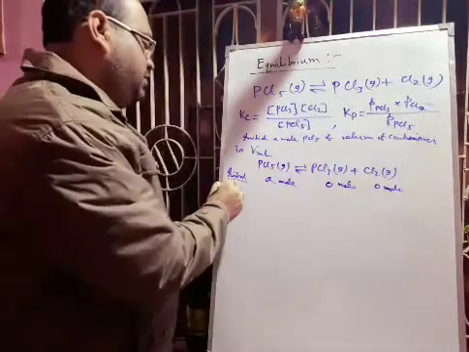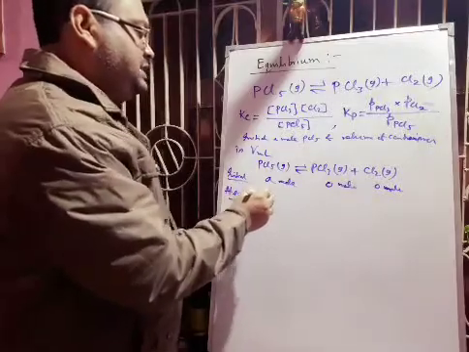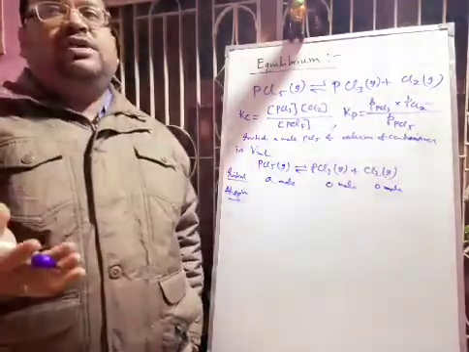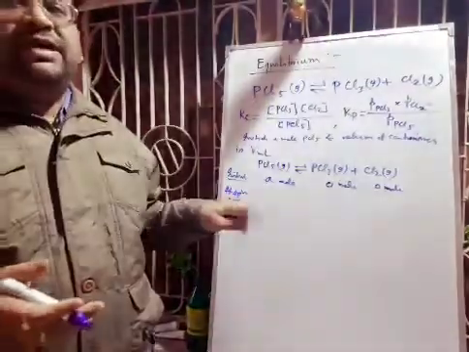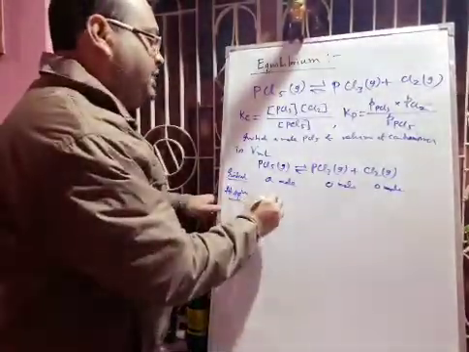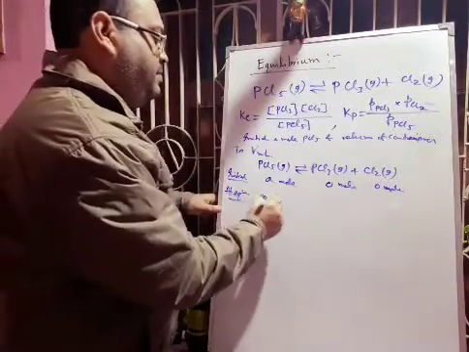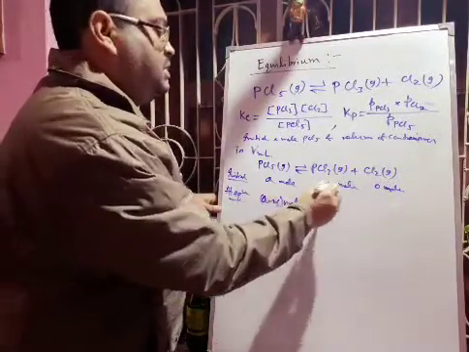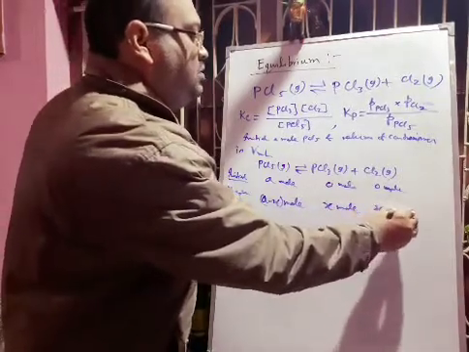Now at equilibrium what will happen? It will be A minus x, because I have already told you that at equilibrium x mole is dissociated. So the remaining part will be A minus x mole. This will be x mole and this will be also x mole. Hope you can understand.